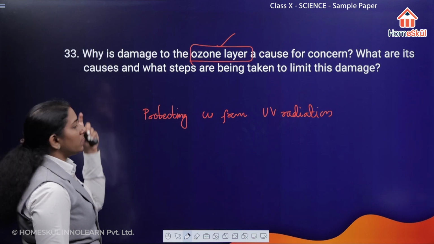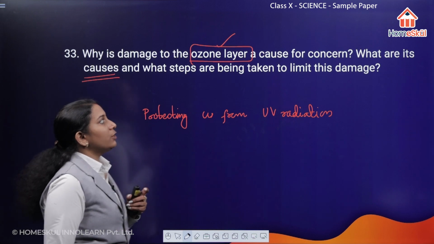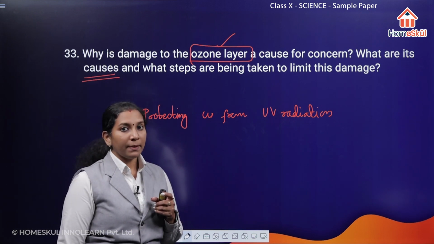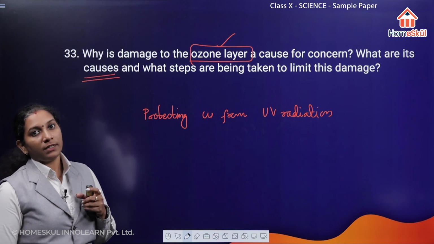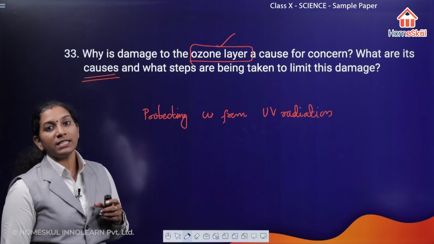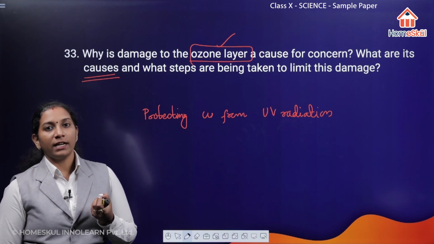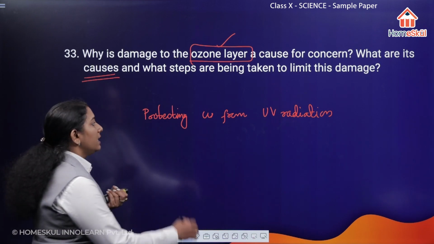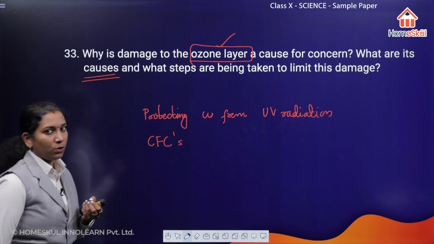Then what are its causes? That we have already discussed. What are the causes and what steps are being taken to limit this ozone layer depletion or damage? We know that the main cause of this ozone layer depletion is the elimination of certain chemicals like CFCs, chlorofluorocarbons. These are the main cause of concern.